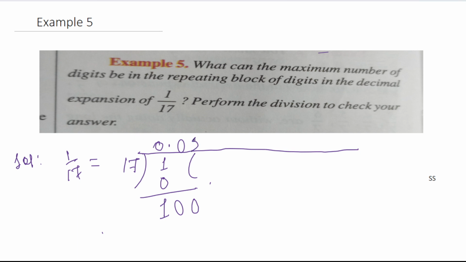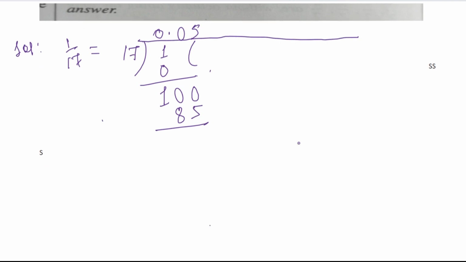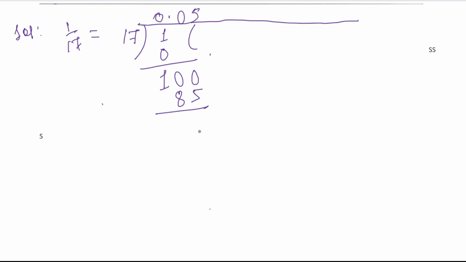That is 5 times, so 85. Okay, so 100 minus 85, I can multiply, I can subtract. So this is my 15. There is already a decimal point here, so 0 will be free. So 17 and 150. If I divide, I'll get 8 times.